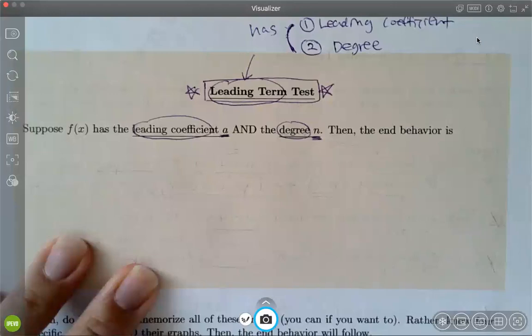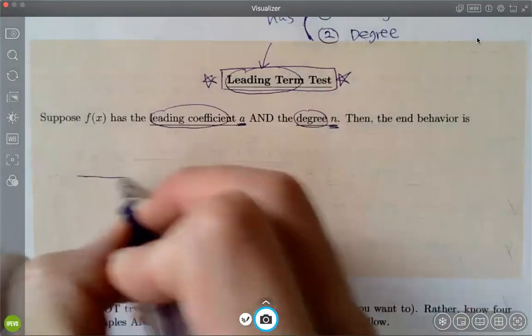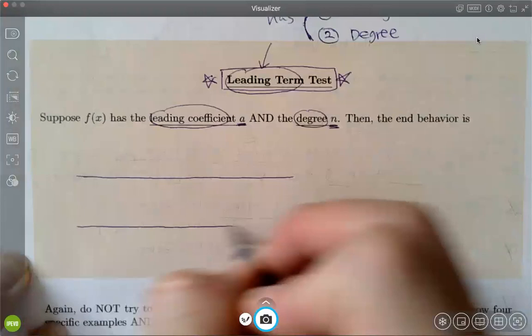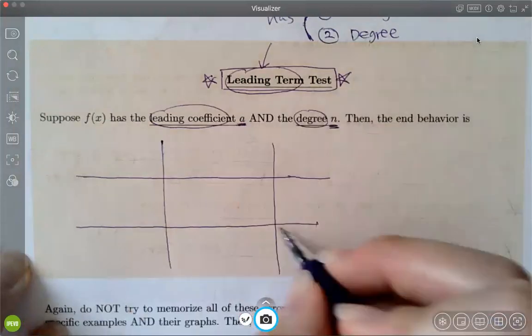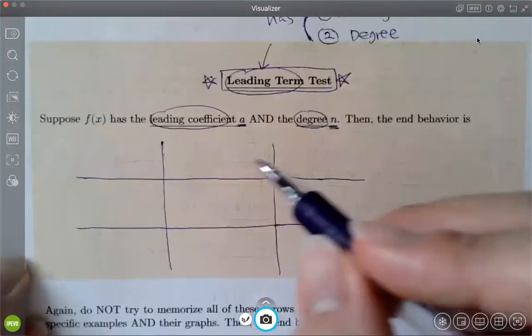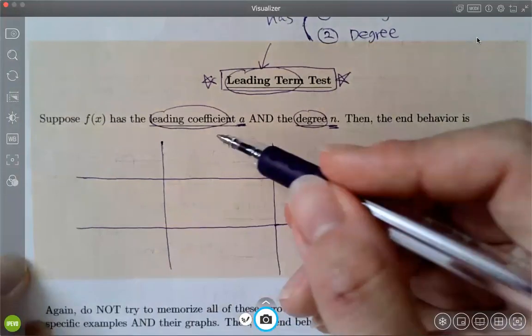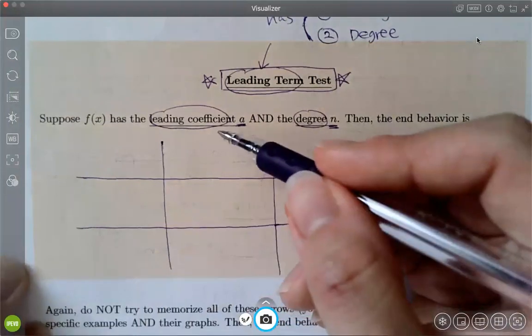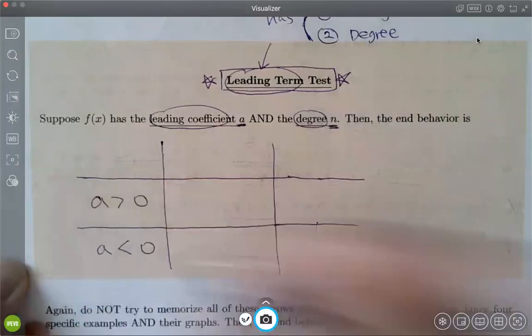Then the end behavior goes like this. Here, the leading term test has this table, or chart, that looks like this. Now the leading coefficient. Remember, any number in front of x to some power can be positive or negative. So we have a positive leading coefficient and a negative leading coefficient.